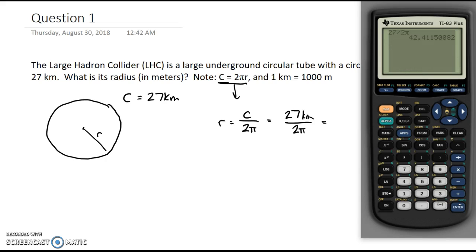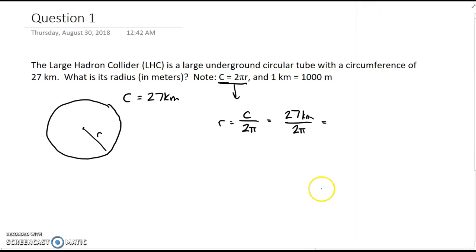However, that's not the correct answer. A common mistake when we divide by 2 pi and when we type it in our calculator is to forget the parentheses. If I type in the same thing and put parentheses around the 2 pi, then it'll evaluate 2 pi as one thing and I get a different value. That's the correct value, 4.297, and my units are kilometers.